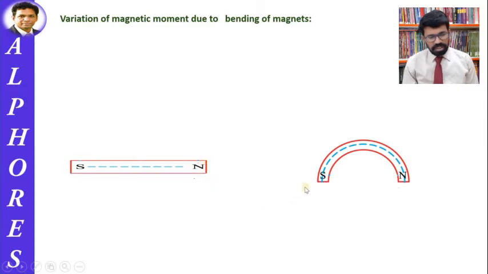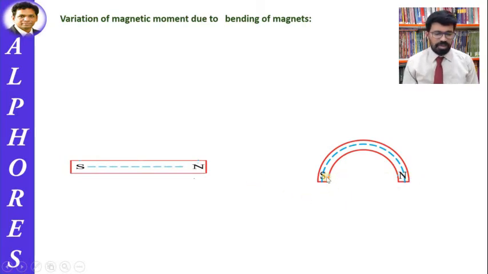Whereas the cross-section area remains constant, right? Whatever cross-section area is present here, the same cross-section area is also present here. So it means pole strength remains constant, but what about the length of the magnet? It is the shortest distance between south and north pole. If it was bent like this, what is the shortest distance between south pole and north pole? This one, isn't it? You cannot take length along this curved line. So the shortest distance will be this one.